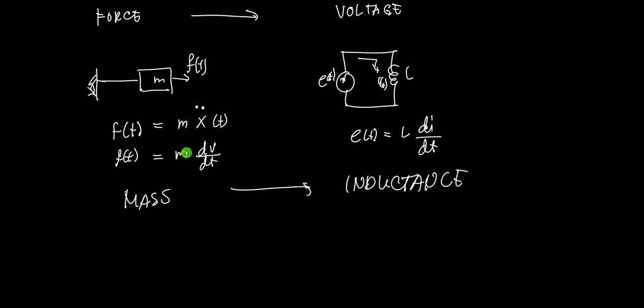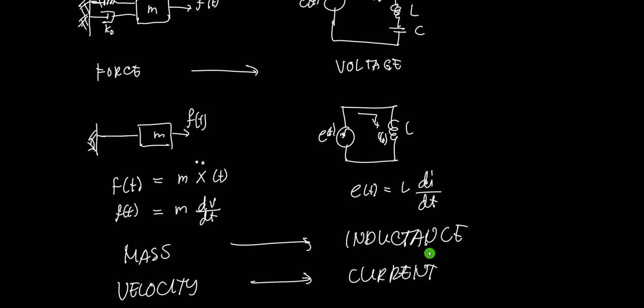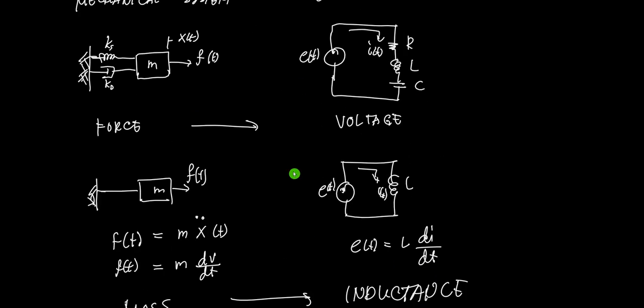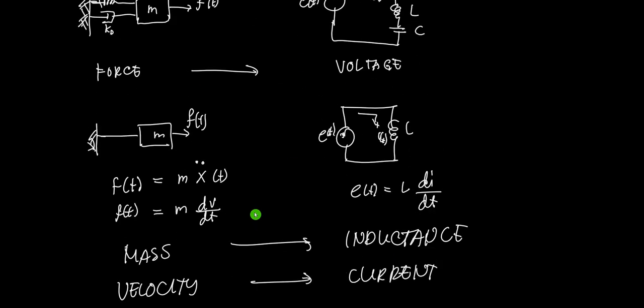And we can also say that the velocity V is also equivalent to what? To the current in the electrical system. So we derive the analogy: mass is equivalent to inductance, velocity is equivalent to current, and the voltage is equivalent to the force. Now, how about the others?